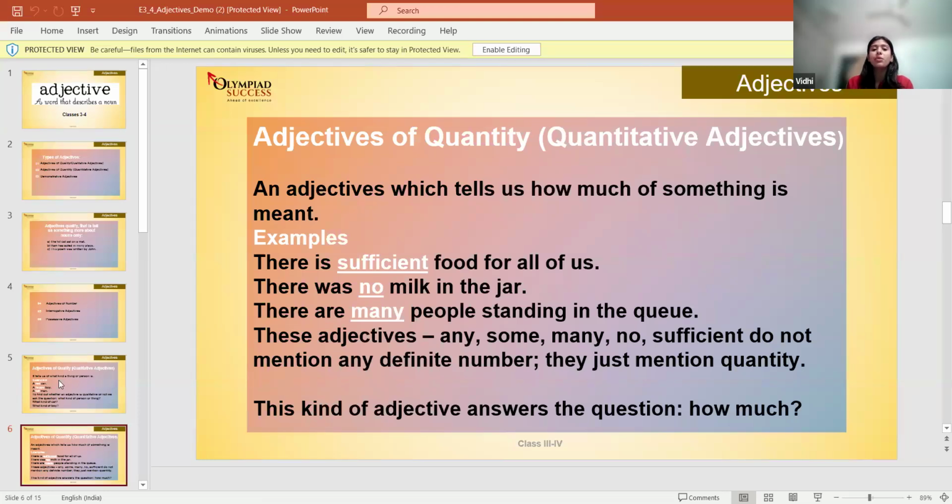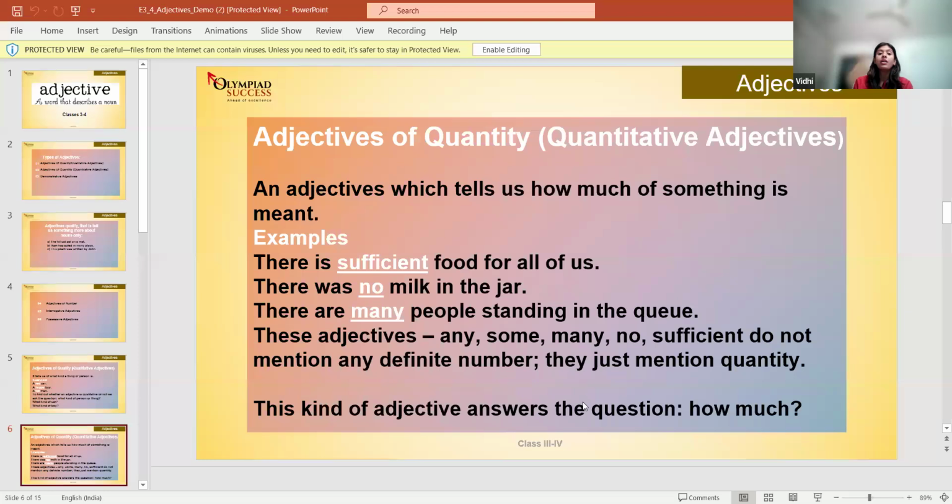Great. Now it comes to adjectives of quantity. What do you understand by the word quantity, Vedant? The amount. Amount. Okay. Anything else that you understand by the word quantity? No. Okay, fine. Amount. Great.